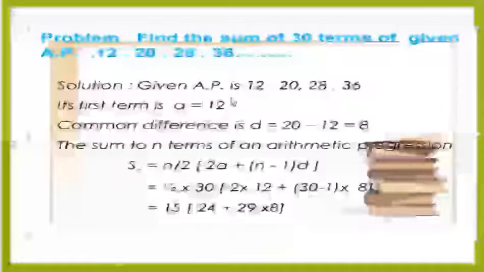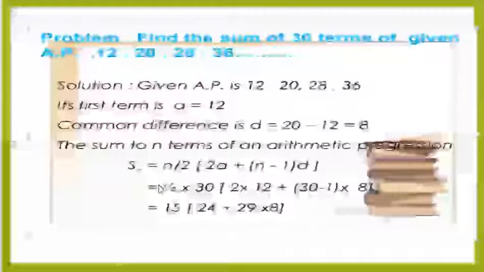First see, the given AP is 12, 20, 28, 36. We know its first term is a equal to 12. It is already given here. After that, the common difference we have to find out is d equal to 20 minus 12 equal to 8. The sum to n terms of an arithmetic progression, Sn, we have to write down the equation: n upon 2 into bracket 2a plus n minus 1 into d, completed bracket.